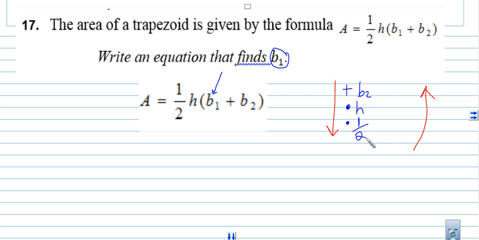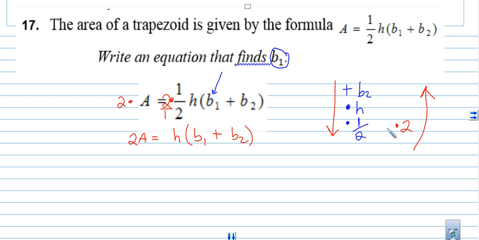What's the opposite of multiplying by 1/2? It'd be like dividing by 1/2 or multiplying by 2. So what we're going to do first is multiply both sides by 2. 2 times a is 2a. And that equals, and then 2 times 1/2, well, it's 2 over 1, so you get 2 times 1 over 1 times 2. 2 times 1 is 2, over 1 times 2, which is 2. 2 over 2 gives you 1. 1 times h is h. And then b1 plus b2 still.